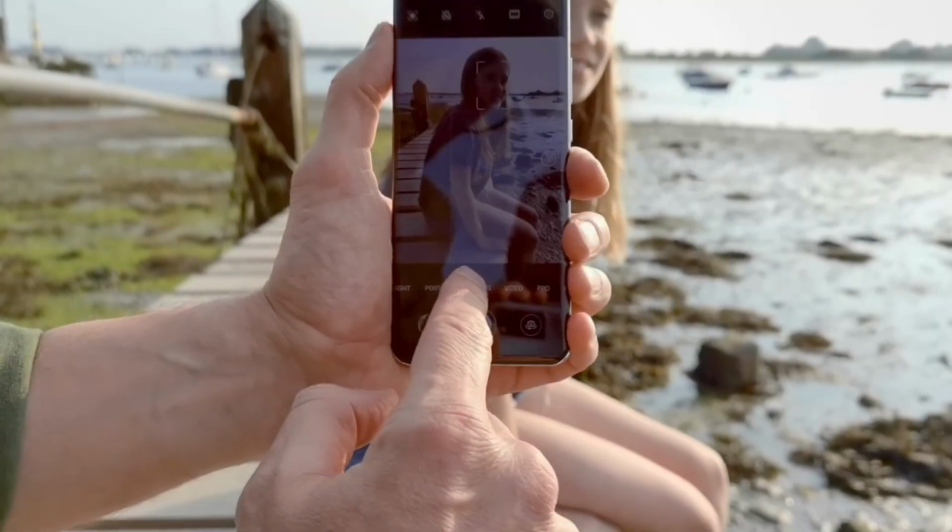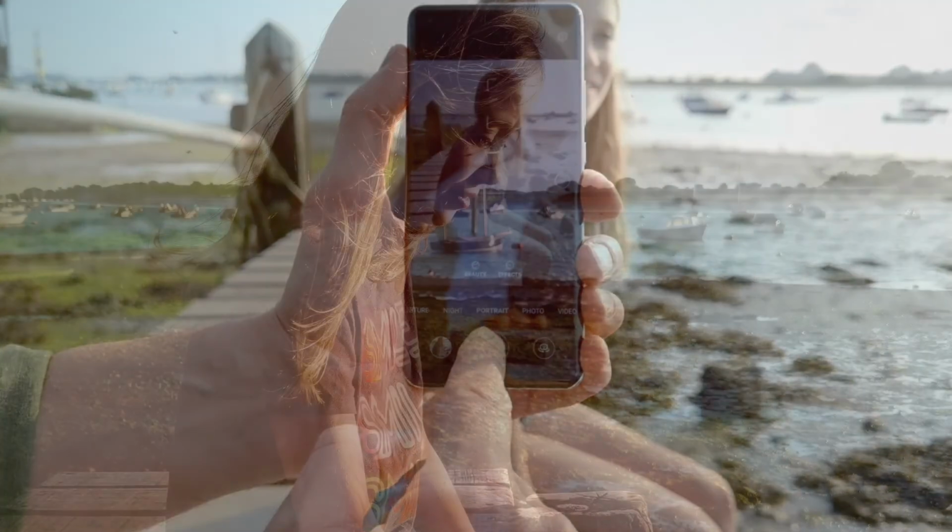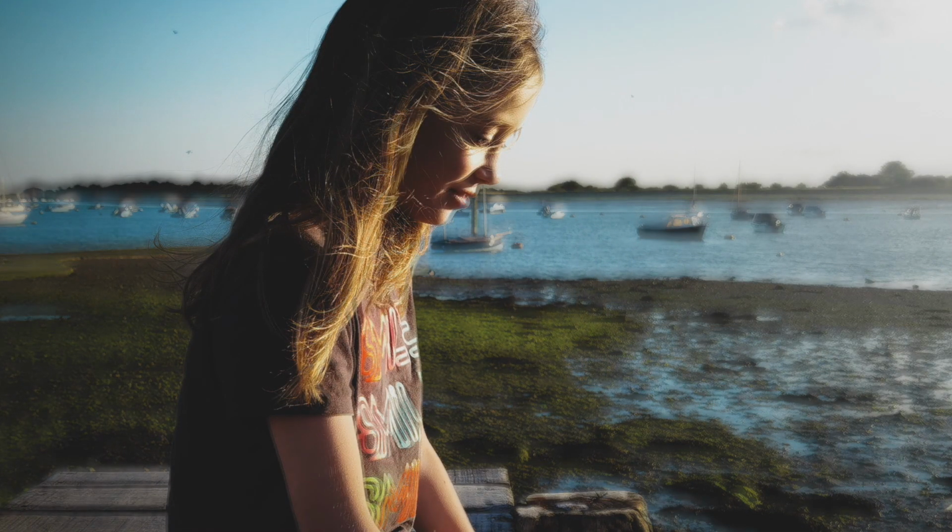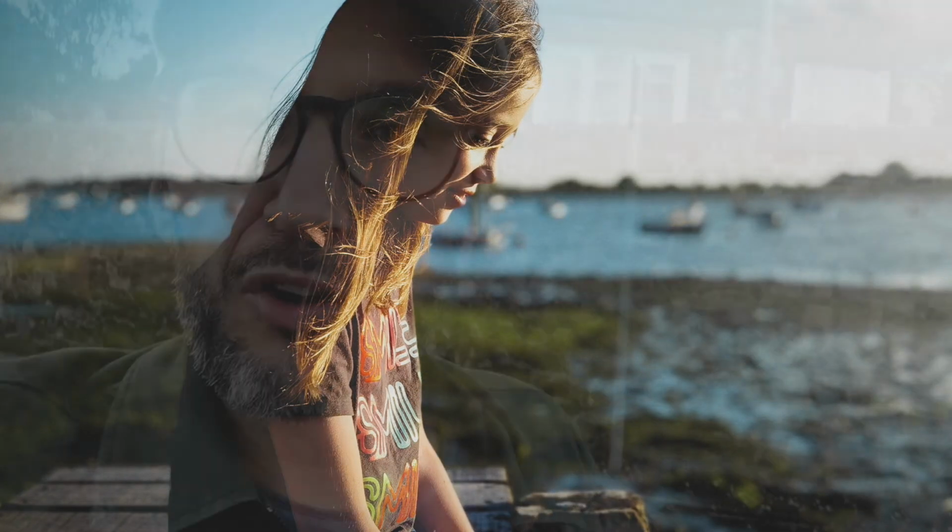One of the features you should definitely try out is the portrait mode. It sort of blurs the background and gives it that effect that you normally find with a DSLR. It gives you a lovely bokeh effect, and it just draws attention to the person you're taking a photograph of.